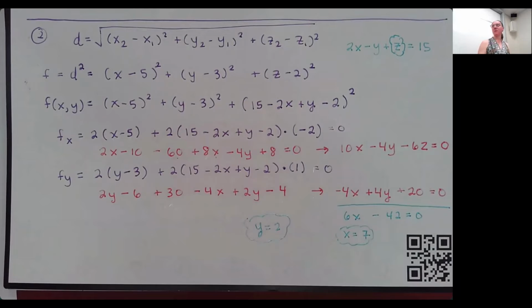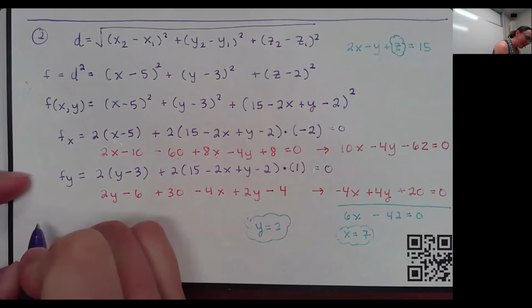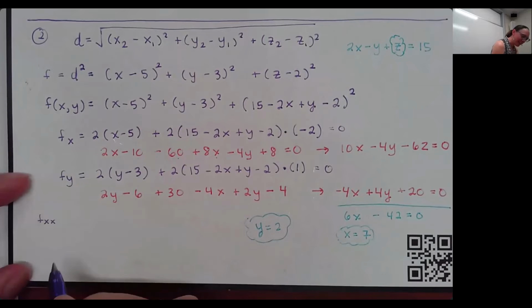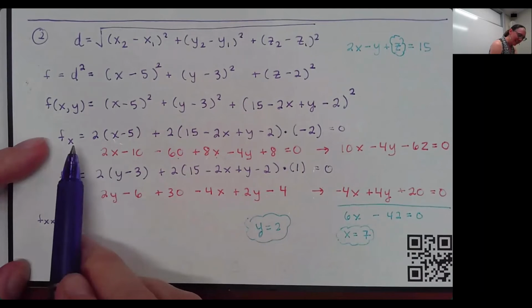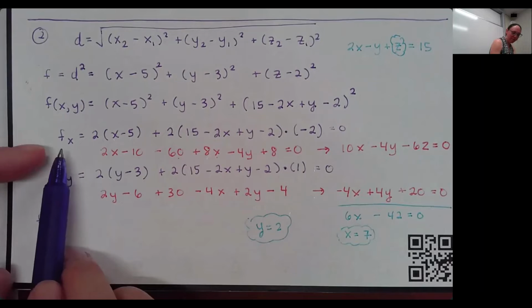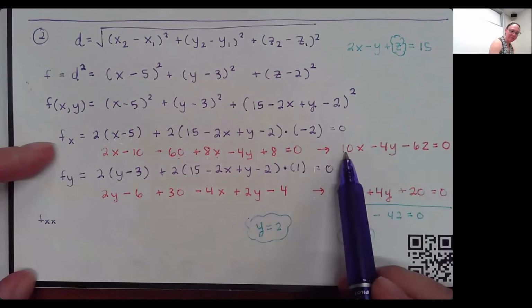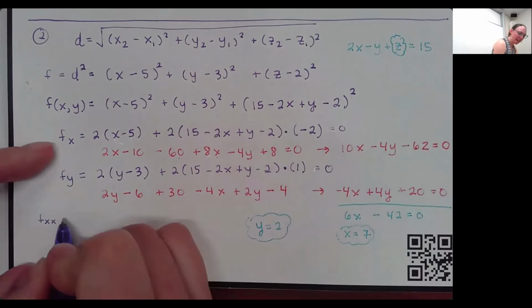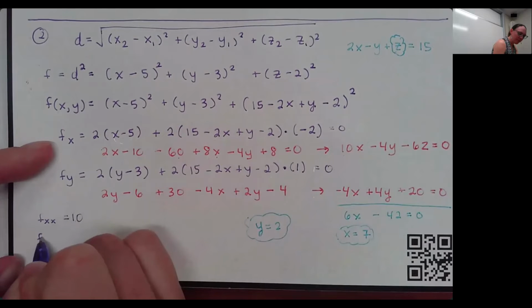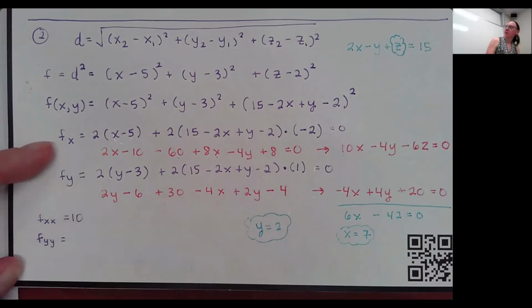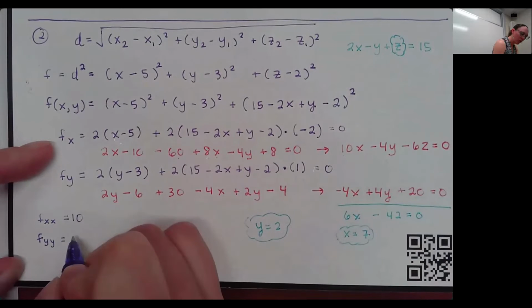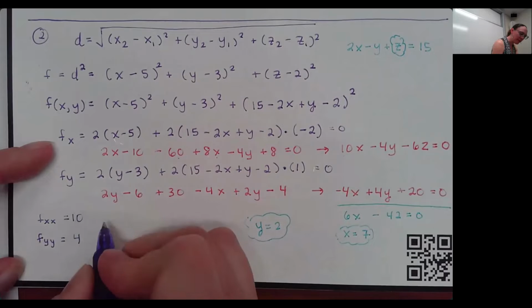And I do not have enough space to do our second partial derivatives on here. I don't. Yeah, I do. I got this. We'll squeeze this in. So my second partial with respect to X, since I simplified fx down to just be this, looks like my second partial is equal to 10. My second partial with respect to Y twice, I simplified it down to here, so it looks like that's going to be a 4.